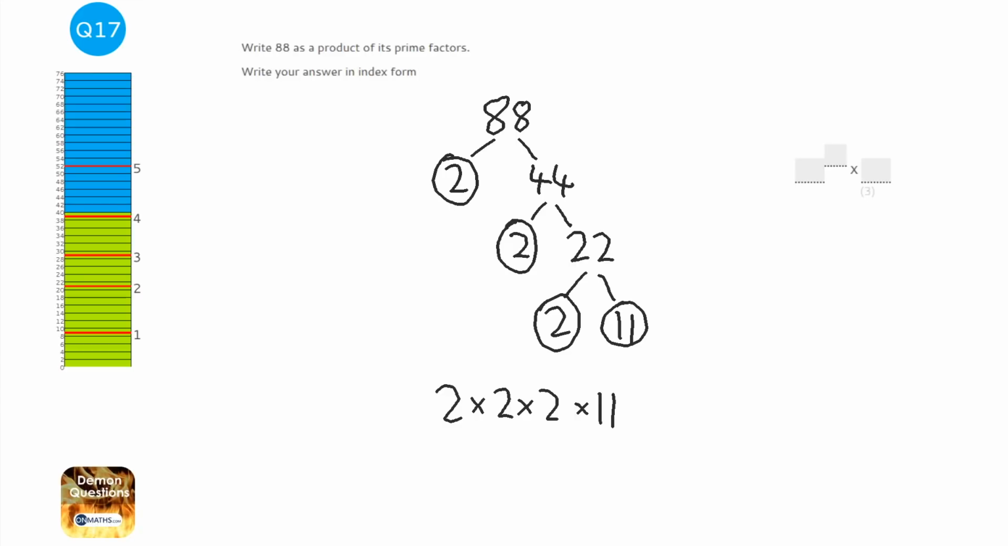Now if you're also asked to write it in index form, that means instead of 2 times 2 times 2, you're going to write 2 to the power of 3 times 11. Now don't work that out, because that will give you 88. So 2 cubed times 11 is 88.